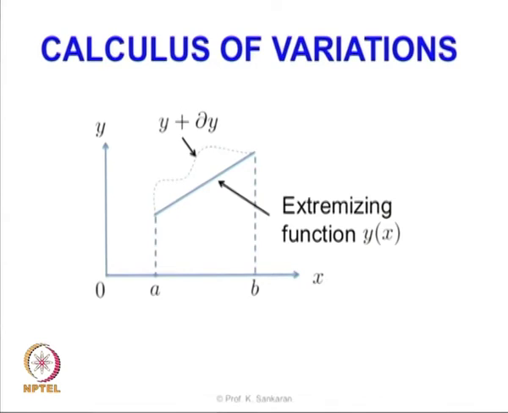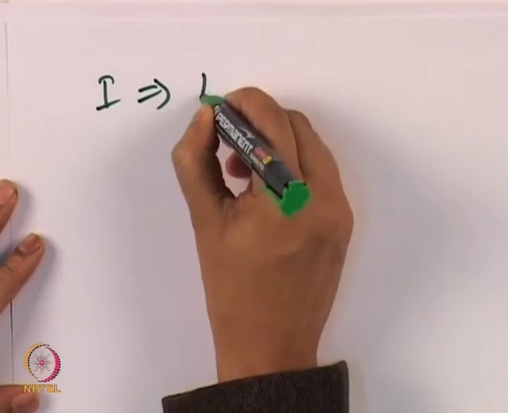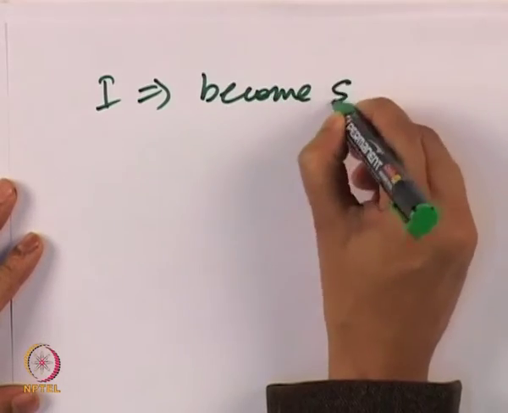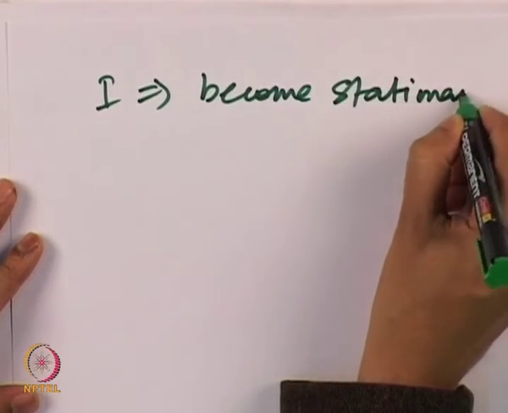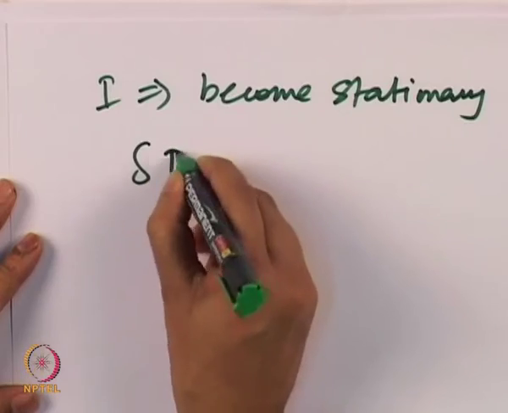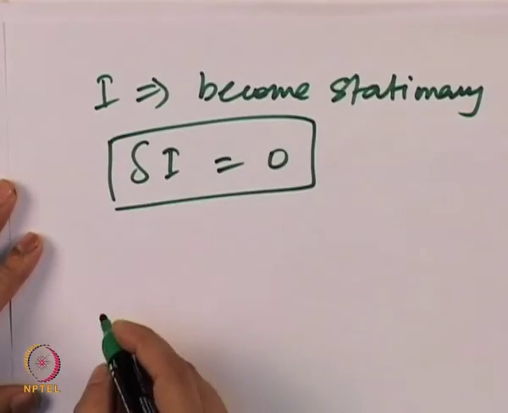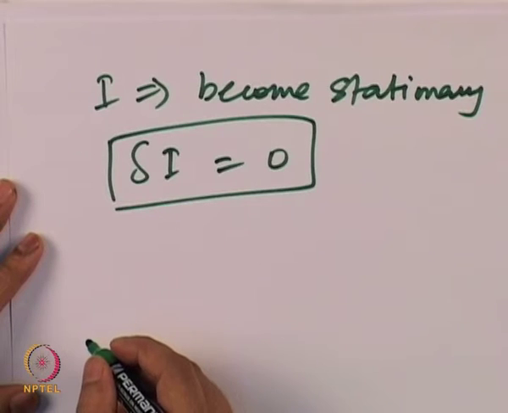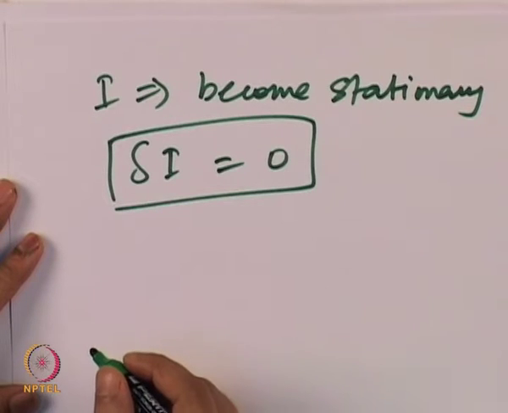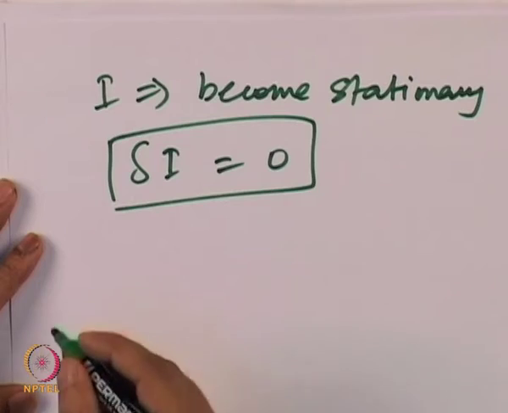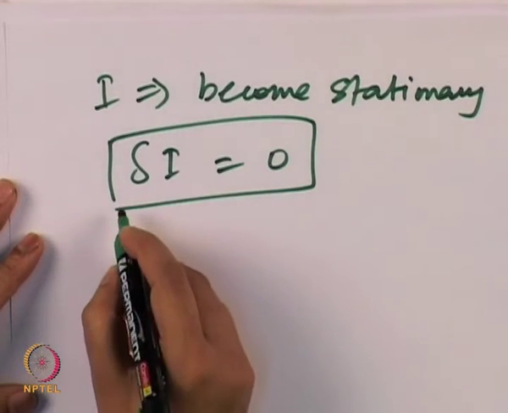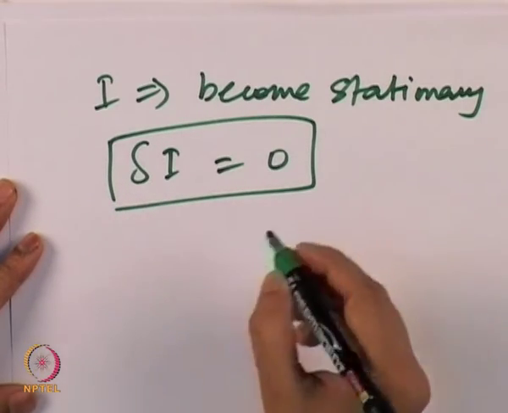So let us now look into the necessary condition itself. The necessary condition we said is going to be the condition in which the integral I will become stationary. In other words the small variation should be equal to 0. So for us to apply this condition we must be able to find the variation. So we have the variation in the equation that we initially assumed.